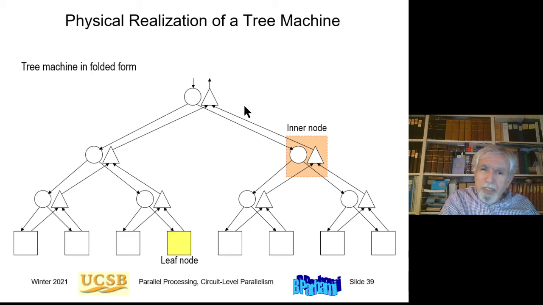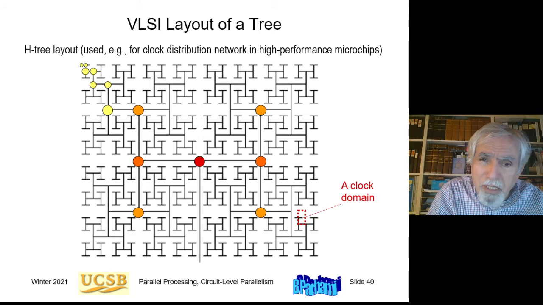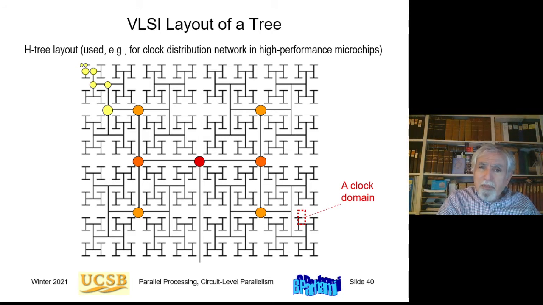Now, once we convert this into a tree, then physical hardware implementation can take advantage of what we know about laying out trees on VLSI chips. So this is an example of a large binary tree that is laid out on a square or rectangular chip. The root of the tree is here. The dark orange nodes are the 2 children of the root. The light orange nodes are the 4 children of these 2.